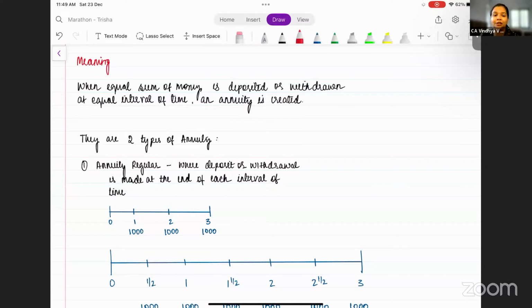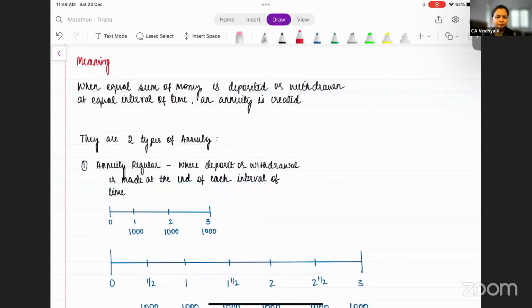So what is this annuity? When equal sum of money is being deposited or withdrawn at equal interval of time, then we say that there is annuity. So two things are important for an annuity. One, equal sum of money, deposit or withdrawal. Second, equal interval of time.